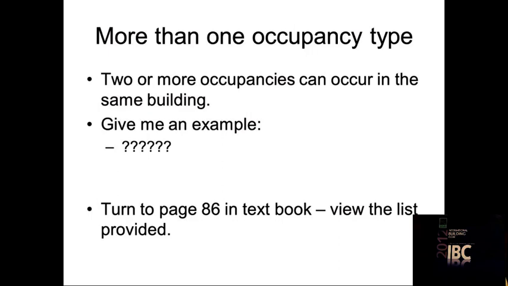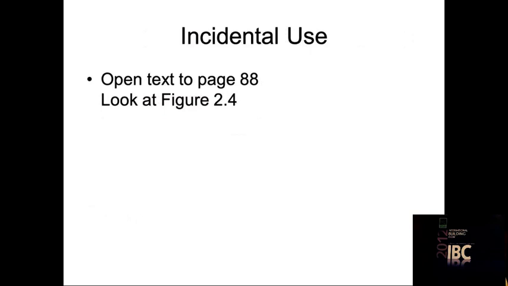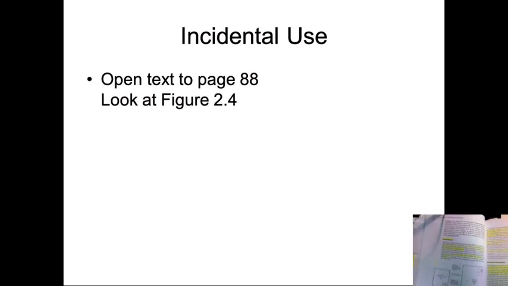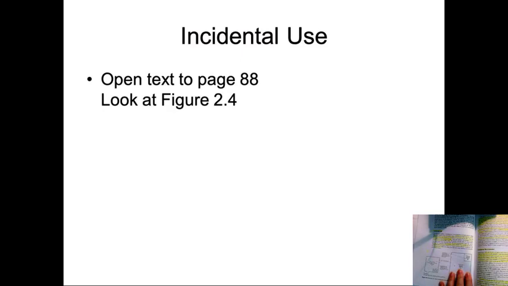That means you might have the gymnasium, which is an auditorium, which would be assembly. And then you might end up having, of course, classrooms, which are educational. Hospitals, institutional, but then you may have a cafeteria that may be assembly. So there's several things that can go on there. So you need to make sure that you look at those and find those. Open your textbook to page 88 and look at figure 2.4. I'm going to see if I can get it up here on the screen for us, so we'll be able to see it here.